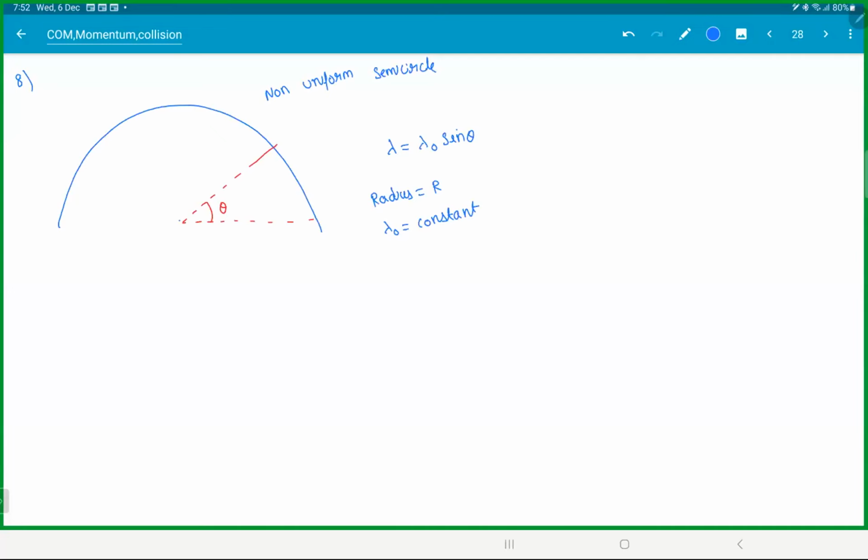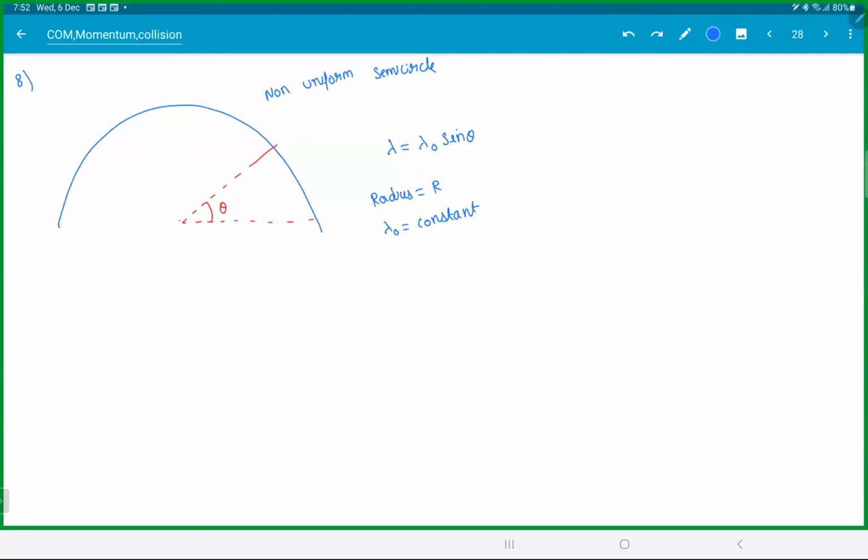There is a symmetry. Look, from 0 to 90 and 90 to 180, the value of sin changes the same way. There is a line of symmetry. Sin 0 is 0, sin 180 is 0. Sin 60, sin 120, left and right are identical. This is the line of symmetry. The center of mass should be somewhere on the y coordinate. That much we know.